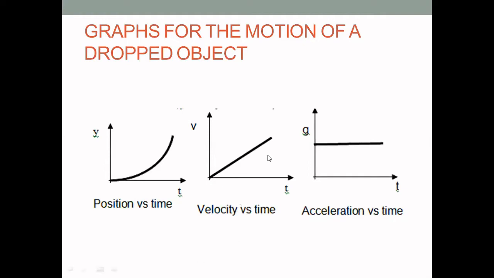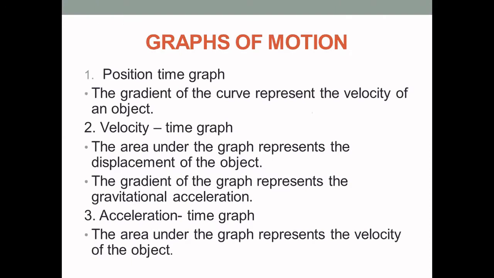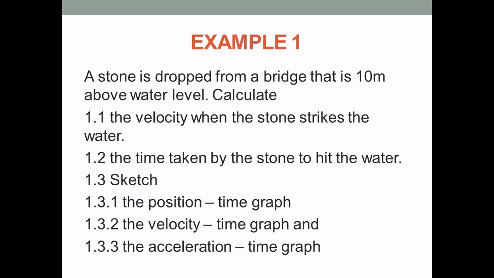To measure the gradient, of course, we're going to have y2 minus y1, which is v final minus v initial over delta t. And that gradient gives us acceleration. Let's consider now the acceleration time graph. The area under the graph represents the velocity of the object.